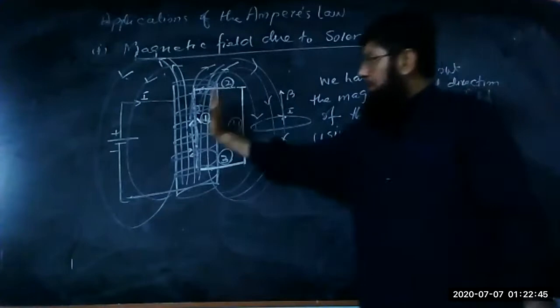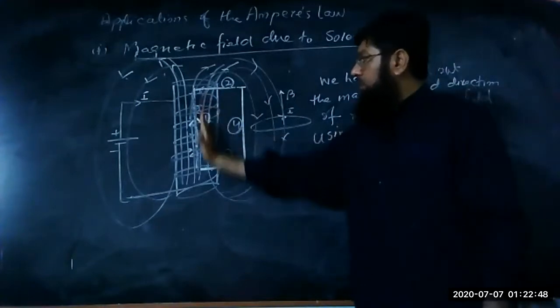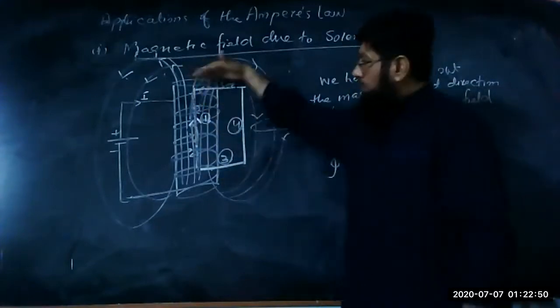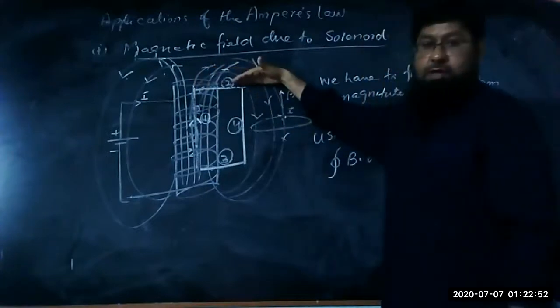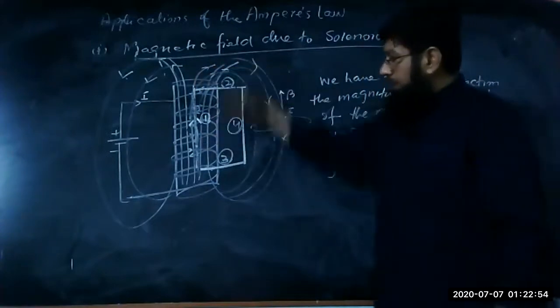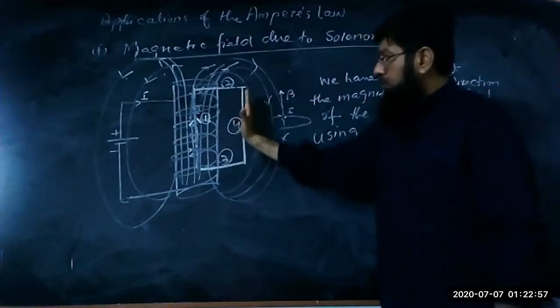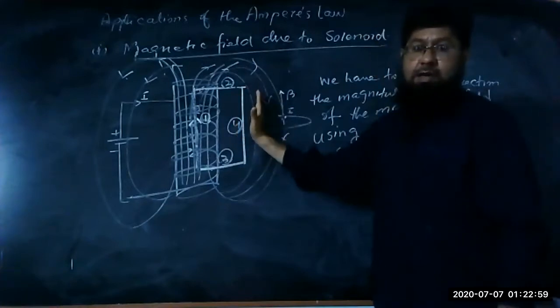Okay, what is the magnitude and direction of the magnetic field inside the coil? What is the magnetic field perpendicular to the coil, upward and downward, and what is the magnitude of the magnetic field outside the coil? Clear?